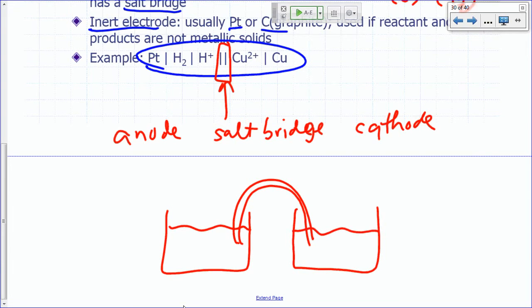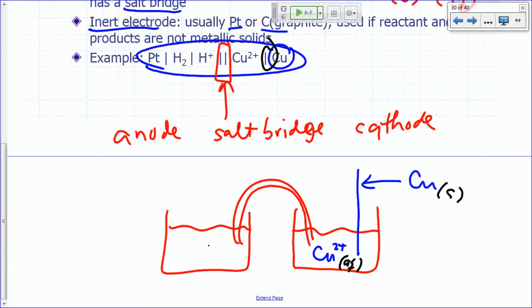And what do I have on the right? What's the metal that sticks out of my cathode? Copper. So I'll have a piece of copper there, and I'm going to have copper ions in solution in my cathode. What do I have on the left? First of all, why is there a vertical bar there? Because your copper is a solid and your copper ions are in aqueous solution. So you put a bar to separate them.